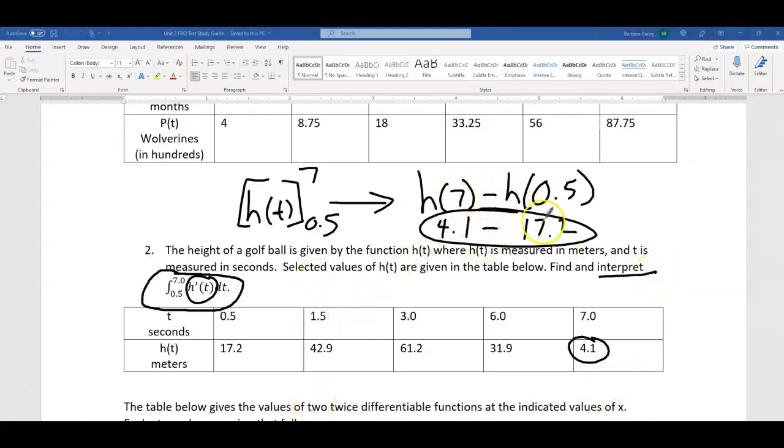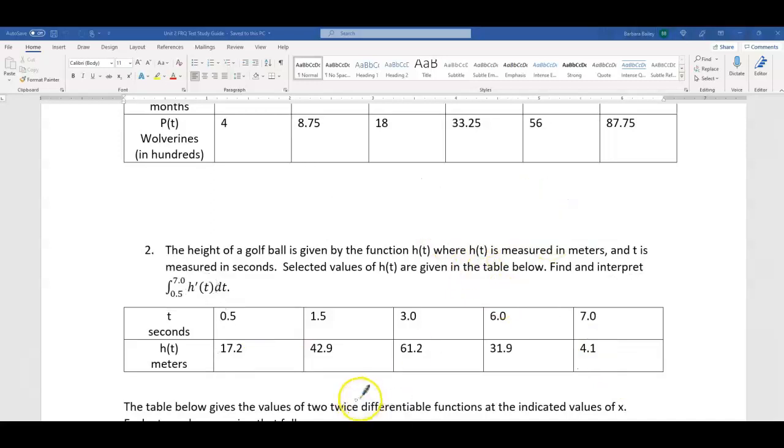So before I do that, let's make sure we understand what these numbers are. h of 7 and h of 0.5 are these numbers down here, and those are meters. So basically what that means is that from the time 0.5 seconds up to the time 7 seconds, the height of the golf ball has changed from 17.2 meters to 4.1 meters. So it's decreased by this much, in other words. That's going to be our interpretation, so let's go ahead and write that out.